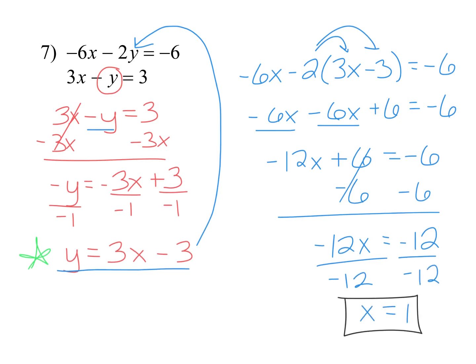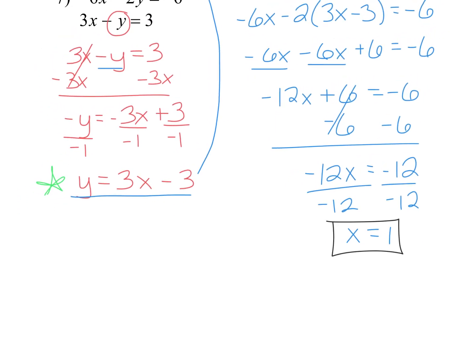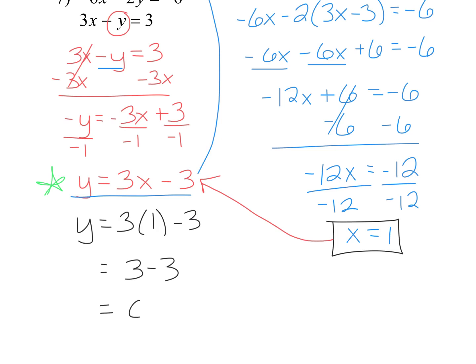Okay, are we done? No. What do we need to do? Yep, we need to find a y. Where am I going to plug that into? Yep, the one that we found to get y by itself. Why are we picking that one? Because y is already by itself, and that's what we're looking for. Okay, so we do y equals 3 times 1 minus 3. 3 minus 3 gives us 0. y equals 0. Okay, we're done because we found an x and we found our y.